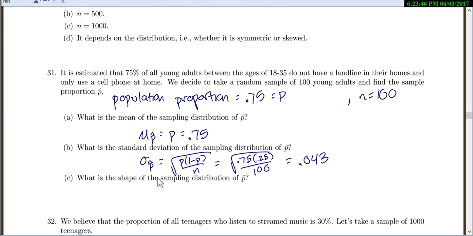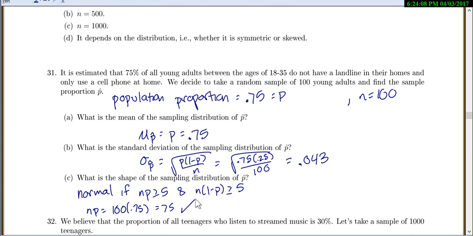So what is the shape now? Remember, we said it'll be normal if n times p is at least 5 and n times 1 minus p is at least 5. So n times p equals 100 times 0.75, which equals 75, so that looks good. And n times 1 minus p would be 100 times 0.25, which is 25, so that's also good. So our final answer is that it would be normal.